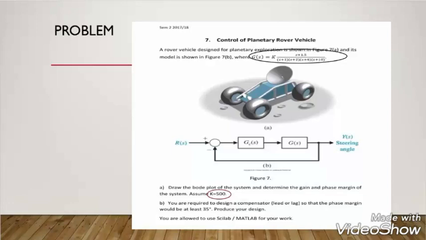So before we key in or insert the G(s) and K value, we need to multiply the K value with G(s) and expand the equation.